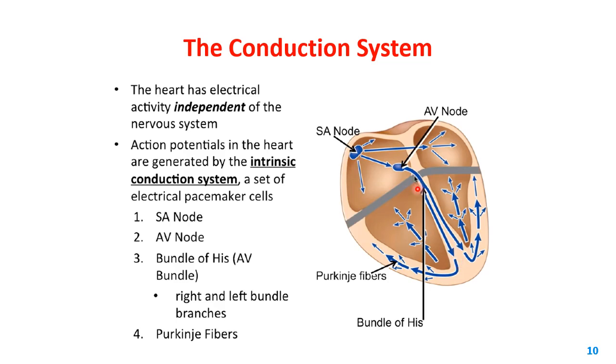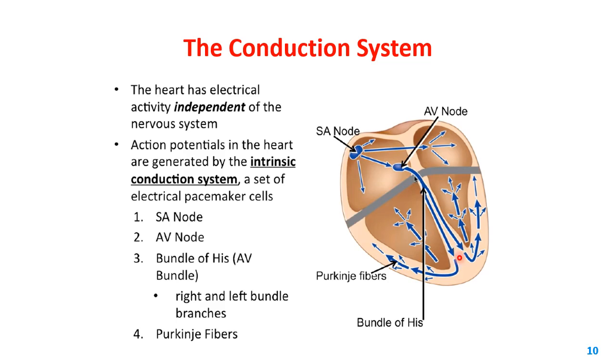Okay, so you have this AV bundle, and then you have these fibers that go all the way down to the apex of the heart, right? And then they go up the ventricles. When they diverge here from the apex, you call those Purkinje fibers. So these cells here are going to transmit the action potential slowly from this side to that side all the way down, and then get your heart to start contracting from the bottom up.